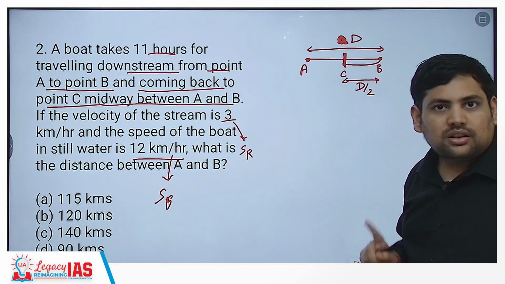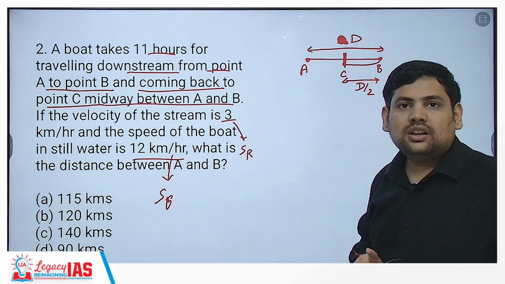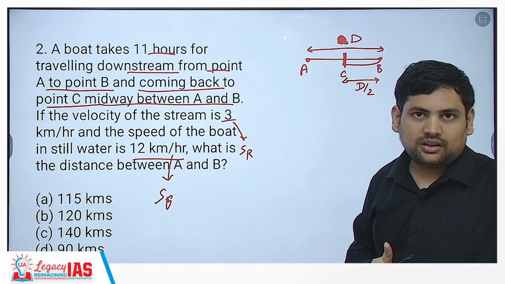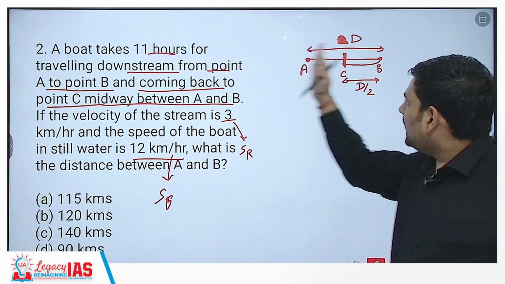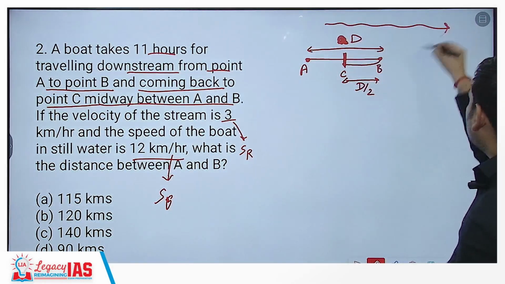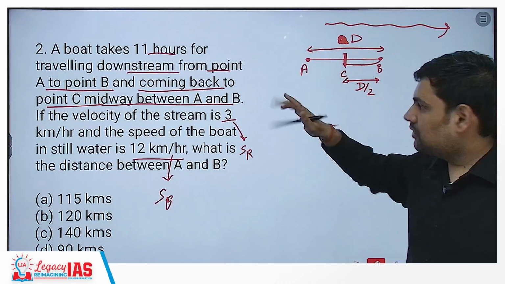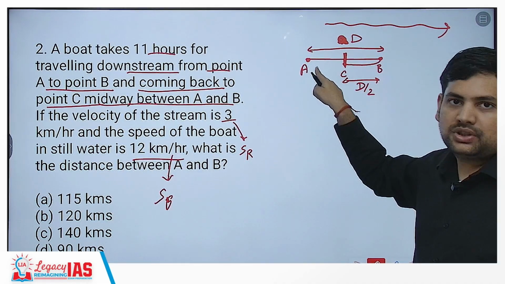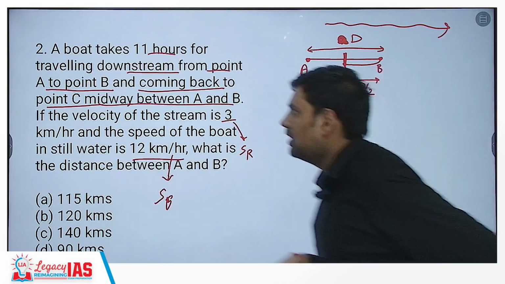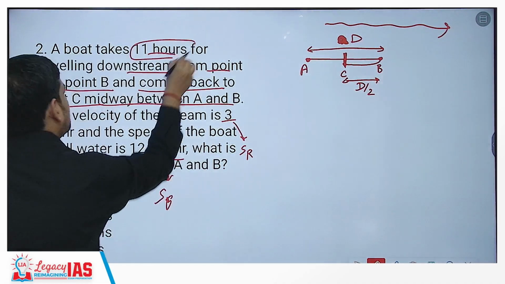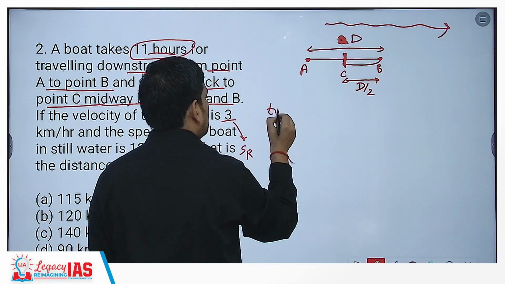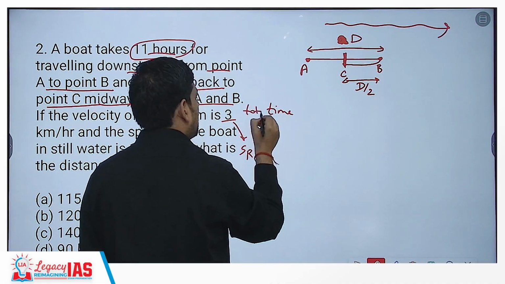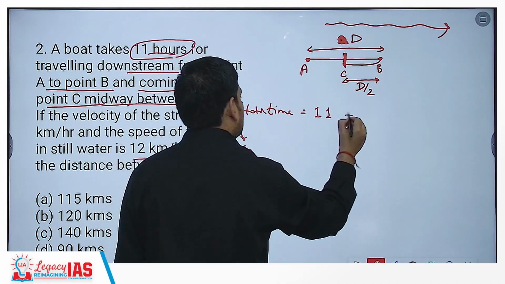But this entire journey won't be at the same speed, correct? Why? Because if the river is flowing like this, the river's direction won't change. So from A to B it is going downstream, but from B to C it is coming upstream, so it is changing. Now total time is given to you as 11 hours. So total time is equal to 11 hours. Now this will be equal to what?